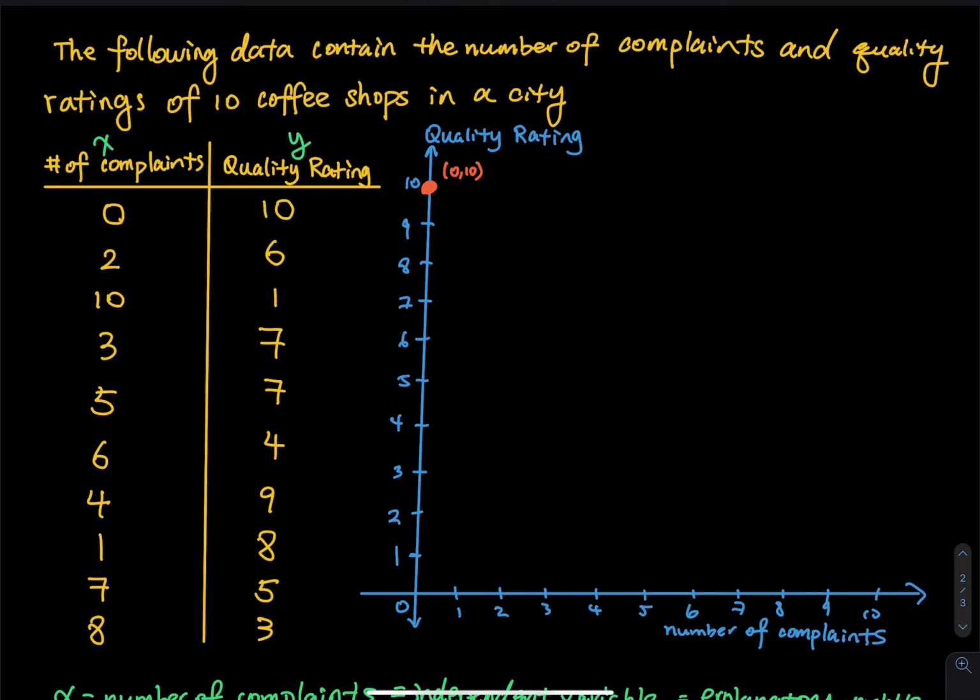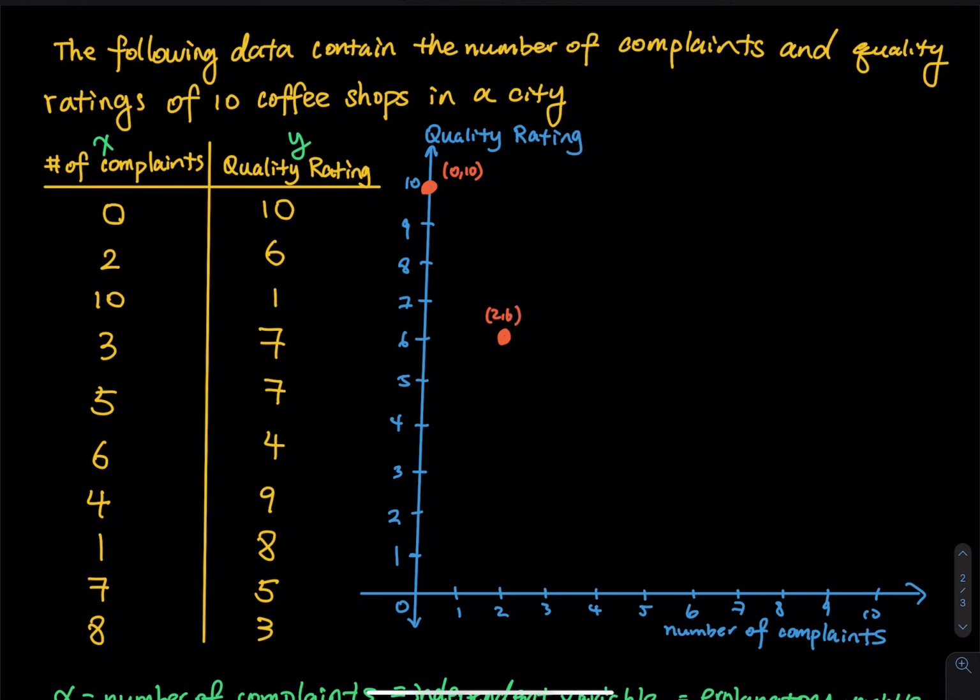And then the next coffee shop, number of complaints is equal to 2, quality rating is equal to 6. So complaint is equal to 2. We start at the X-axis, or the horizontal axis, equal to 2, and then for the quality rating, you jump up to 6, which is right there. So that is 2, 6. All right, so this is 2, 6.